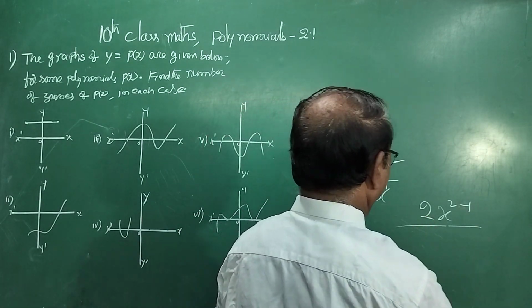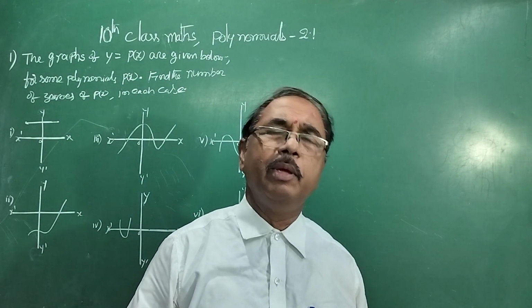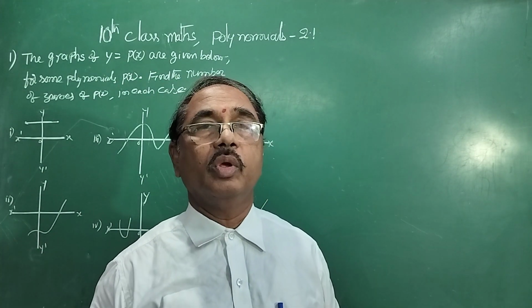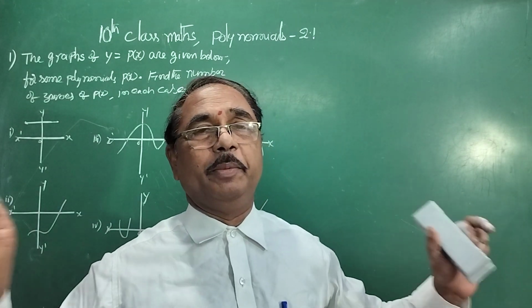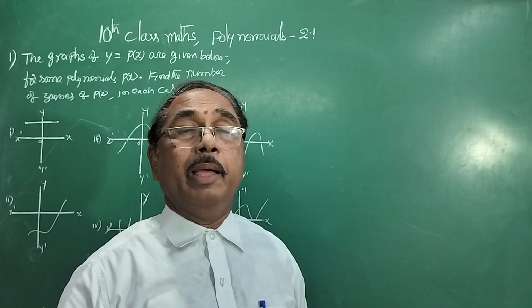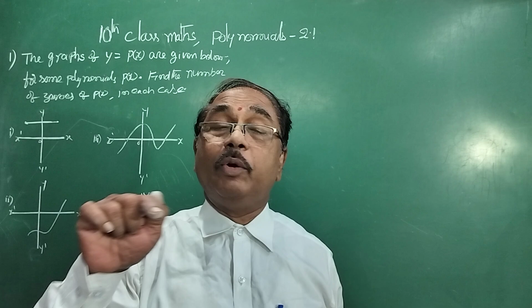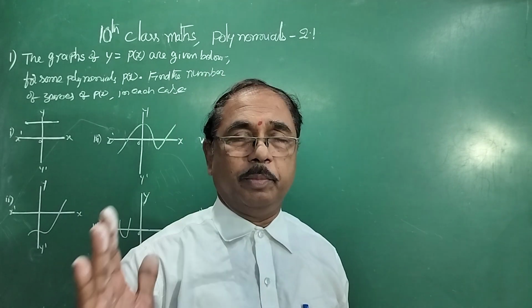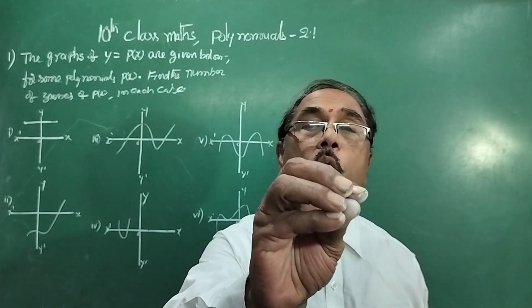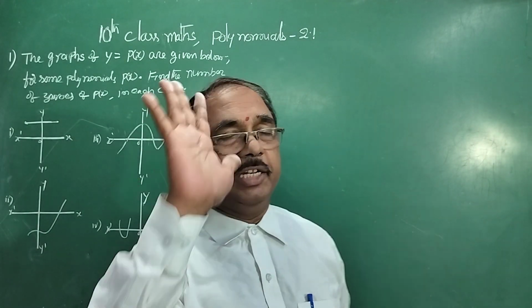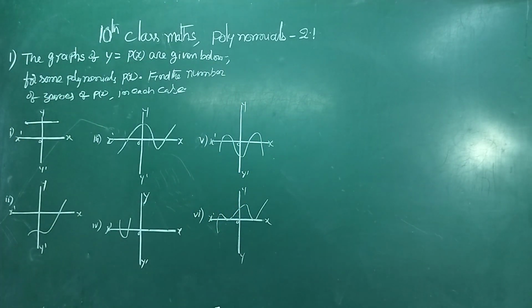Now what have we learned? Polynomial means many terms. Is it a separate branch? It is not a separate branch. It is part and parcel of algebraic expressions. But what is a polynomial? Polynomial means the powers of the variables are only whole numbers. That is polynomials.